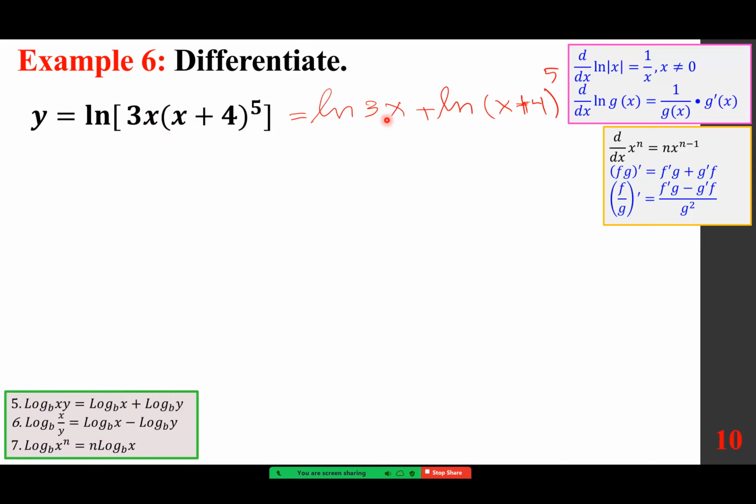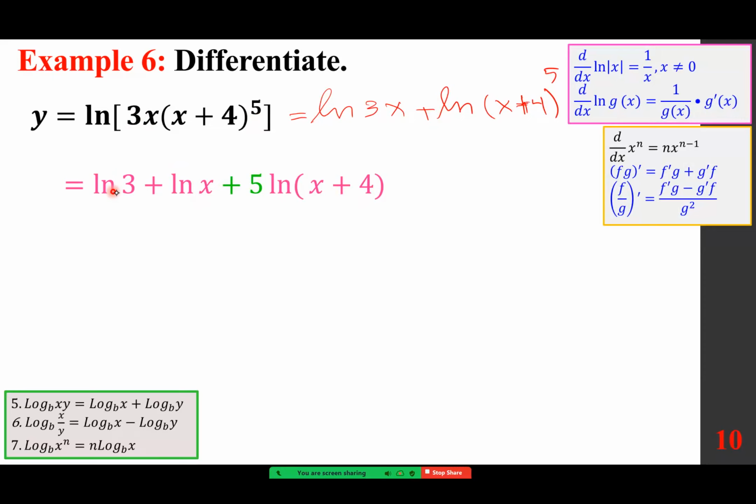Now, remember what we did with ln 2x? We're going to do the same thing. We're going to cut this into two pieces, ln 3 plus ln x. What about this one? You look at the power rule, I put the 5 in front. So this is completely decomposed as ln 3 plus ln x plus 5 ln of x plus 4. So you decompose the log. This one is a number. ln 3 is a number.